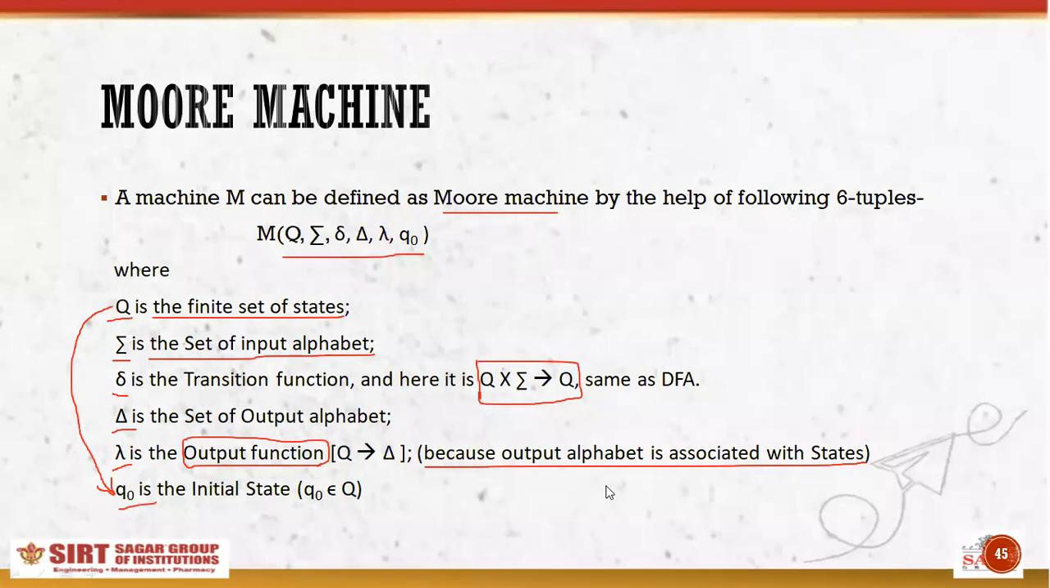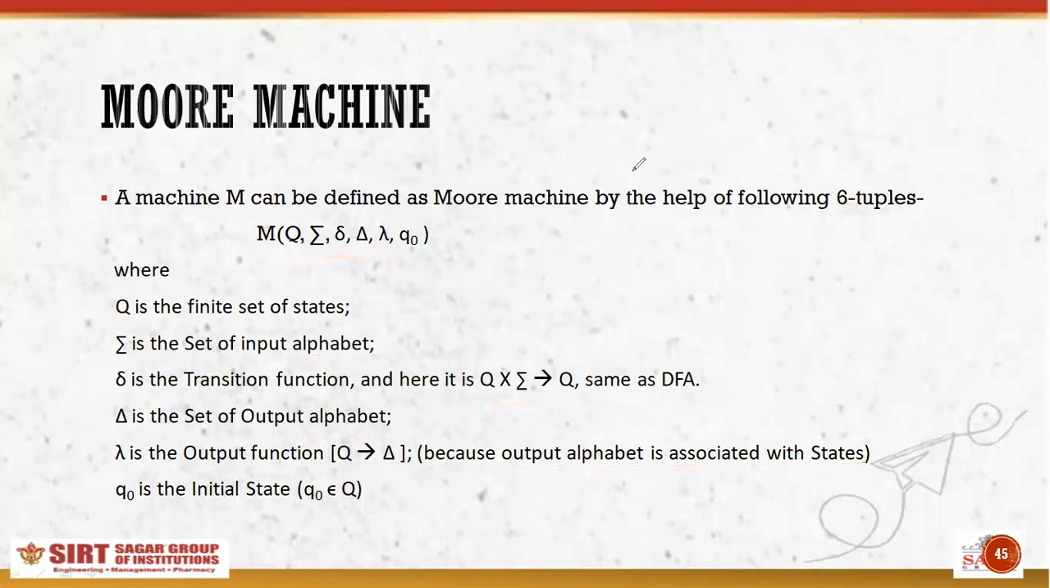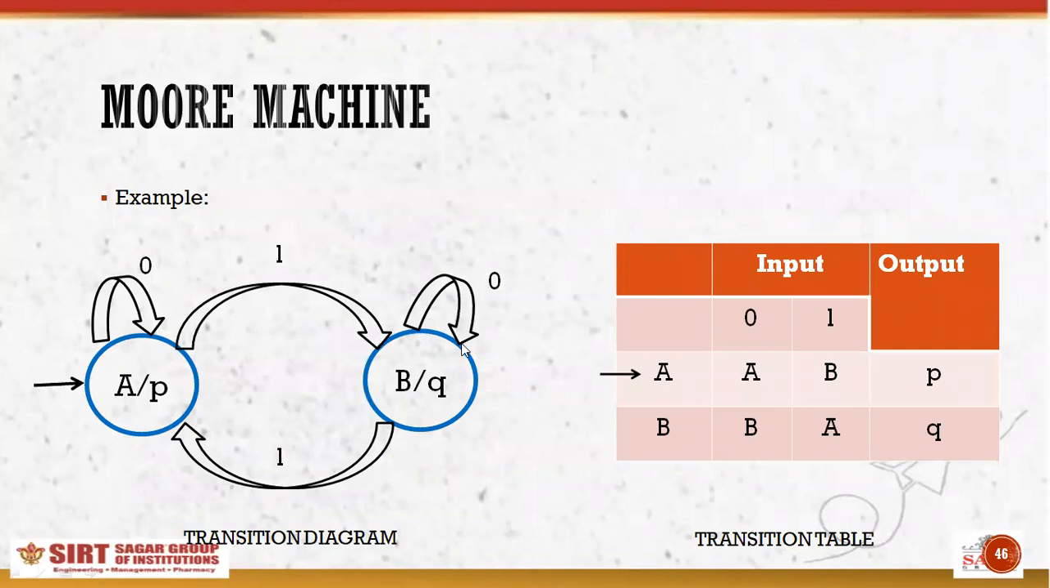By taking an example, I will show you how to draw a Moore machine and how to draw its transition table. So this is an example of Moore machine. In some books, you can find it like this, that the name of the state is written here, and its output alphabet is written here with a comma. Either you can write it with the help of a comma, or you can write it with the help of a slash symbol. So both the things are same.